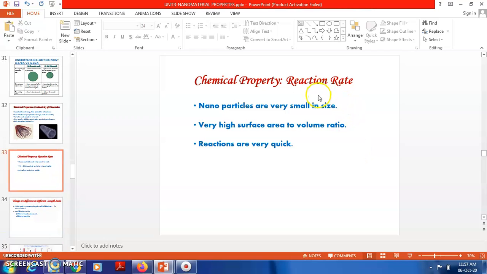Next, reaction rate depends on the size, as nanoparticles are very small. When they are very small in size, they have a very high surface area to volume ratio. Reactions are very quick. These two properties are very important for chemical properties, not electrical properties, chemical properties.